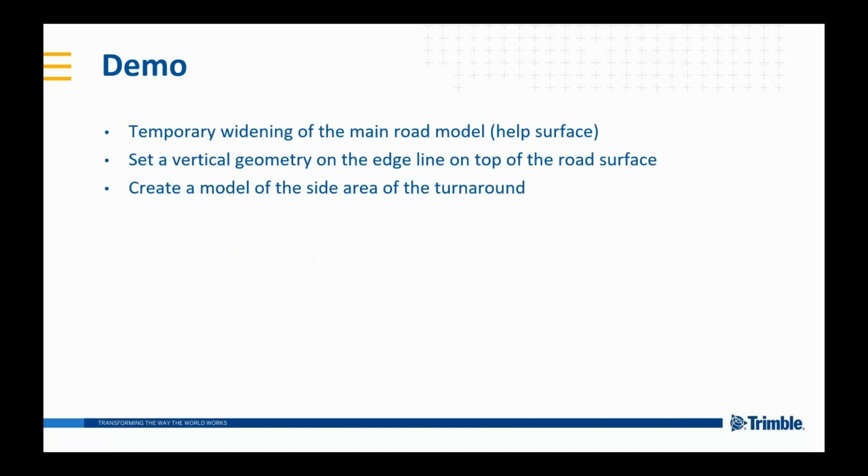I will do this temporary widening of the main road, what I call a help surface. Then I will set the vertical geometry on the edge line and place that on top of the road surface, and then create a model. So I'm going to switch over now to Novapoint and to AutoCAD to just show you how this is done, really.